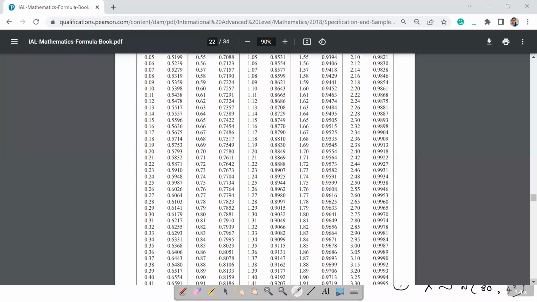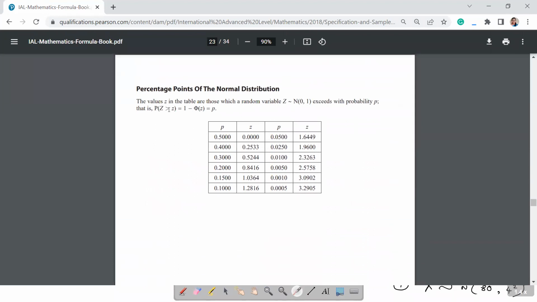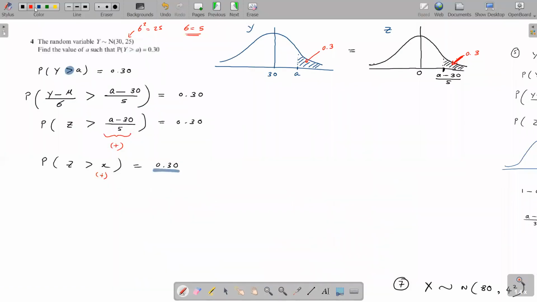Second table. First table doesn't work here, right? Second table, the area in front, is that 0.3. Do we have 0.3, guys? Yes. Can you see? So for 0.3 area in front, the corresponding Z value is 0.5244. Can you see? So guys, what they are saying here is that this value here is 0.5244, right? That's what you have here.